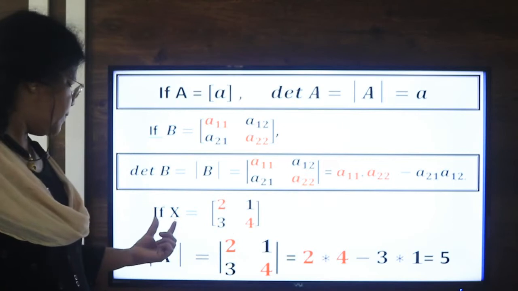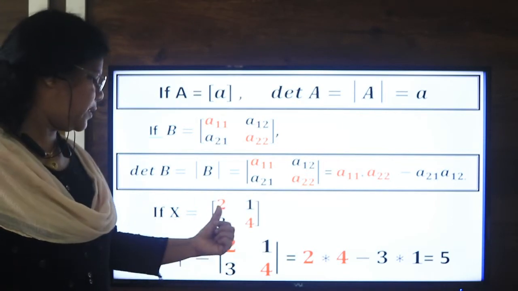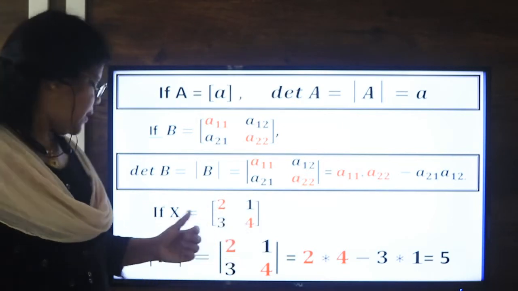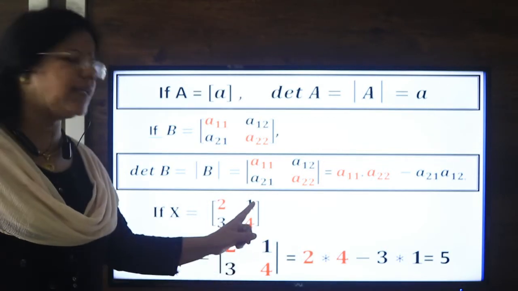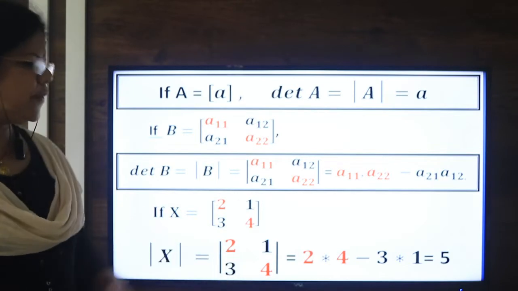Next, for example, X is equal to the matrix 2, 1, 3, 4. Here, what is determinant X? 2 into 4 is 8, minus 3 into 1, so 8 minus 3 is equal to 5.